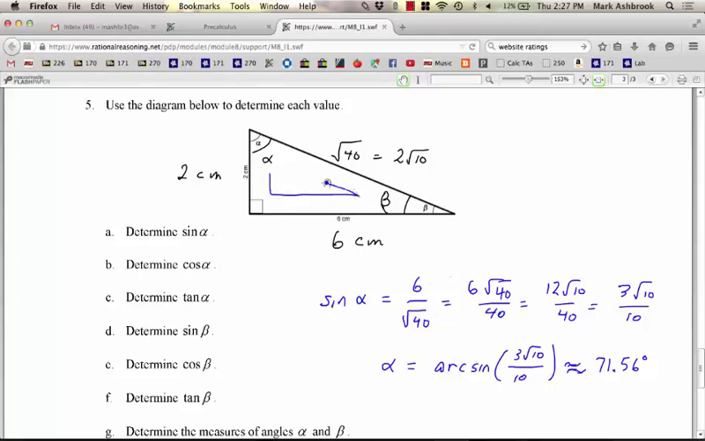Sum of the angles in a triangle is 180 degrees, okay? So for a right triangle, the sum of the two smaller angles is what? No, the sum of the two. So the sum of your two smaller angles in a right triangle would be 90, because your 90 is taken up by that right angle, so the remaining angle measures have to total 90. So that's another way we could find beta. Let's just take 71.56 away from 90, but then that's just an approximation.